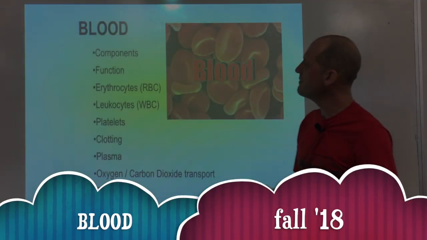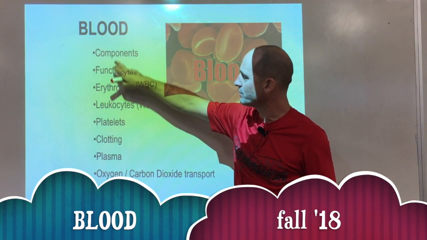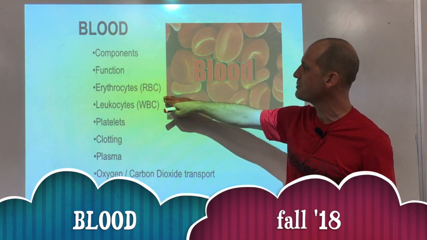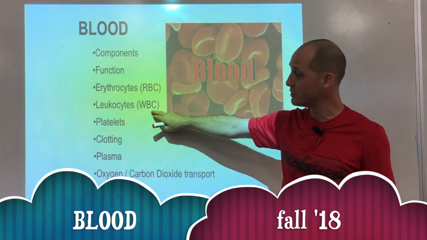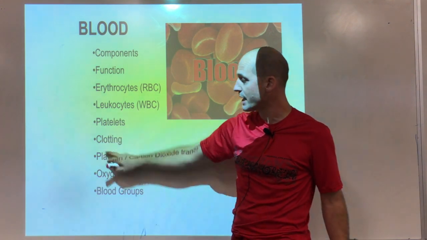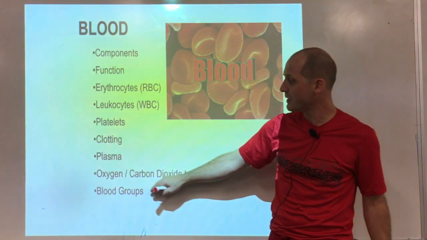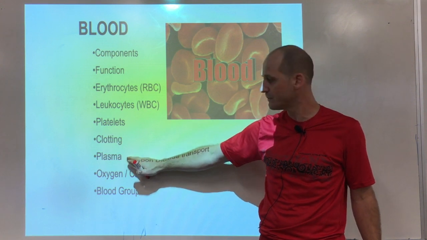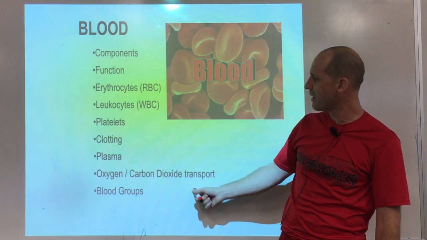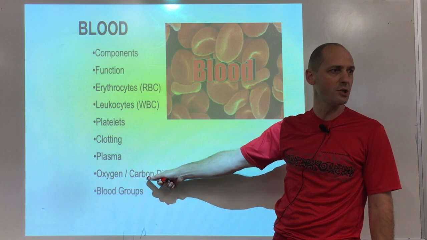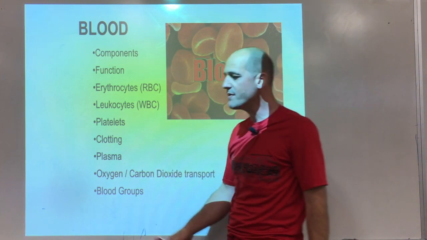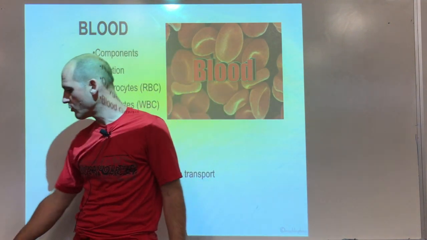Starting with blood, when we first look at it, we're going to look at the components of blood, the functions, and the different cell types: the red blood cells, the white blood cell types, then platelets, which go together with blood clotting. Then we go into the plasma, which is the non-cellular components. And then, of course, the big deal about blood is oxygen transport and carbon dioxide transport, so we'll talk about that. And then we end up discussing blood groups.